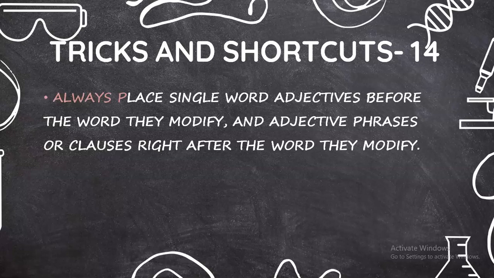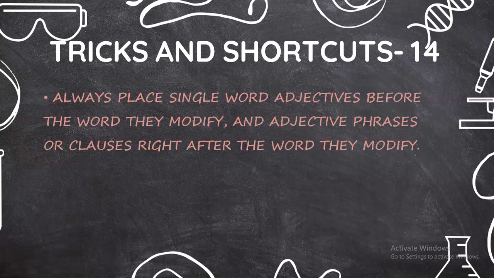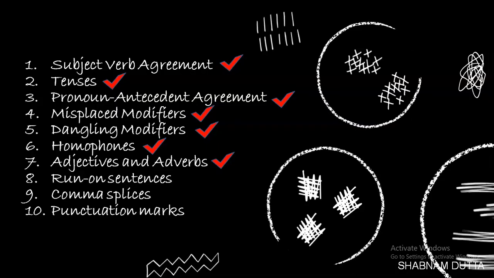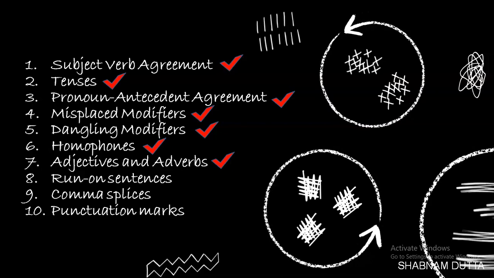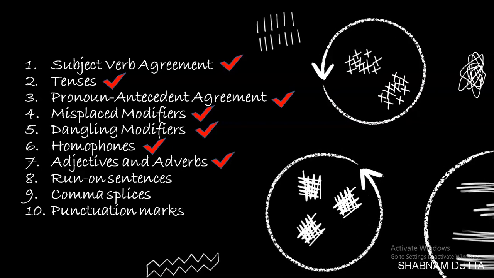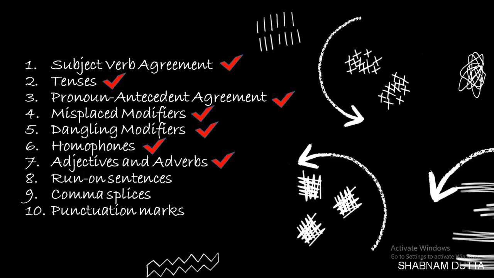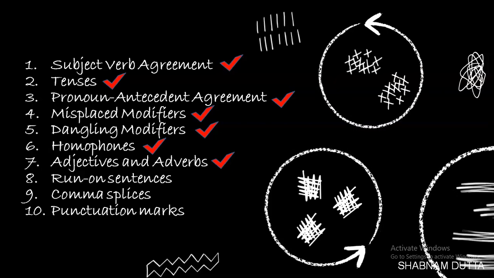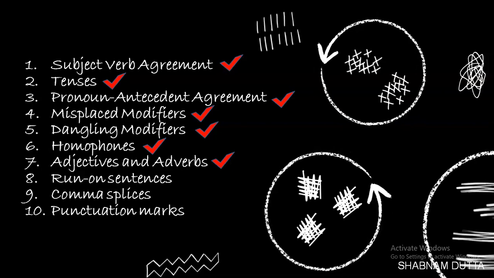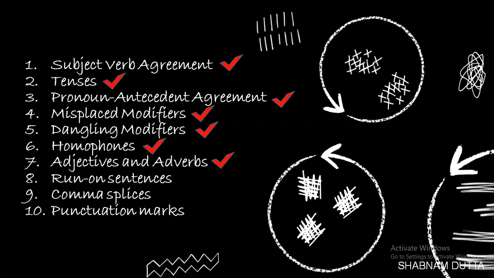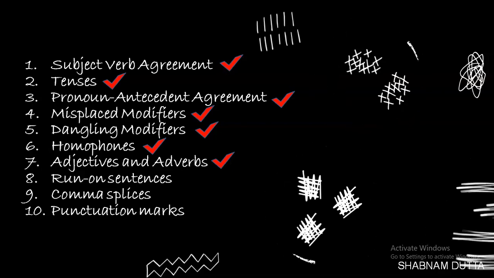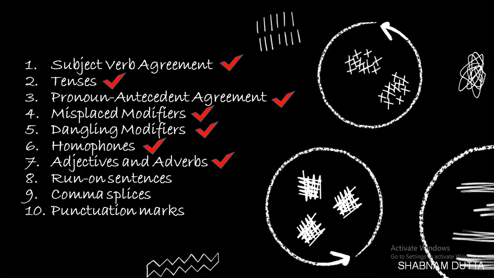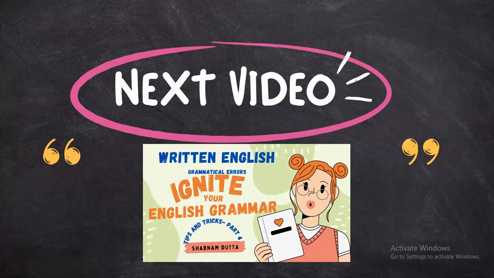By now, we have covered the common grammatical errors like subject-verb agreement, tenses, pronoun antecedent agreement, misplaced modifiers, dangling modifiers, homophones, adjectives and adverbs. I hope you are benefiting from the tutorials. In the next video, we will talk about the rest of the errors and how to avoid them.